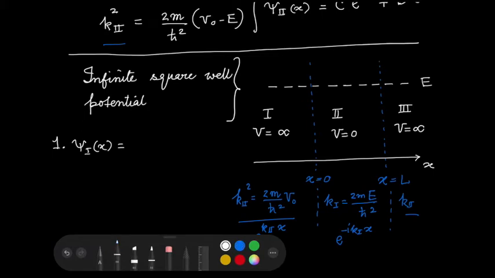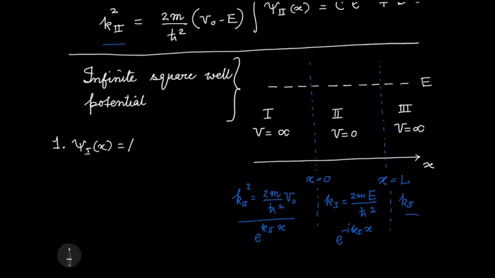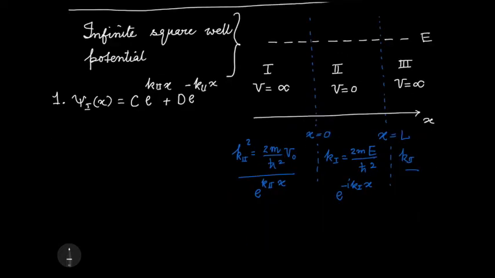So region 1, the solution is, let's call it C. Any constant C. Now these are arbitrary constants, so if I multiply this constant with anything, I can still call it C because it's arbitrary. So this is C e to the K2x plus D e to the minus K2x. Okay, so let's see what happens to these constants C and D.